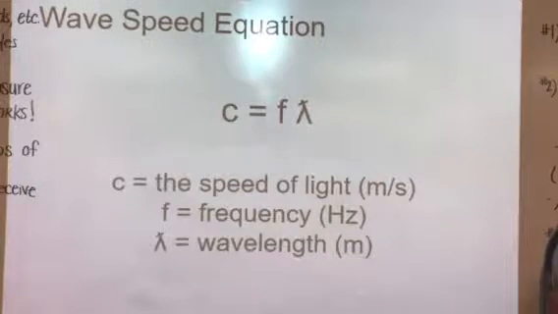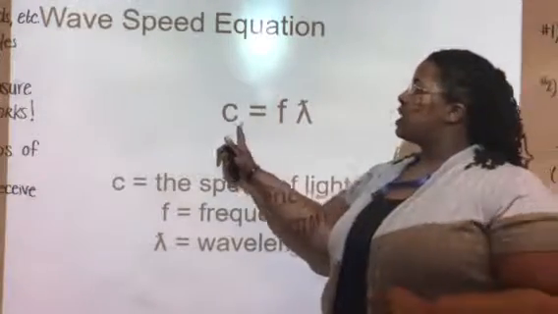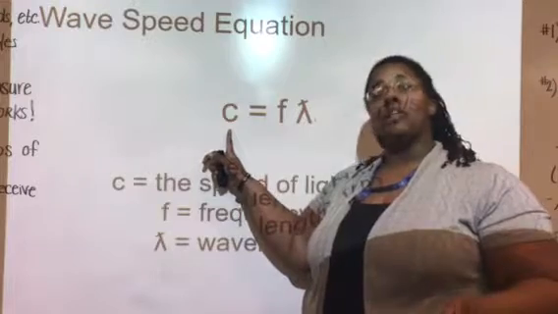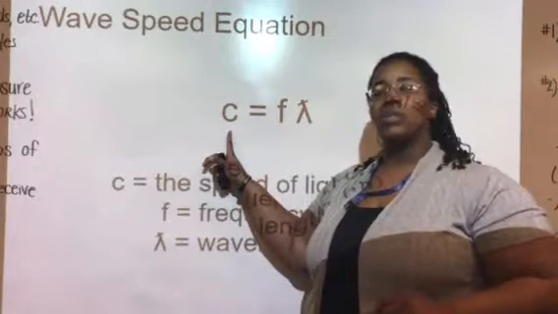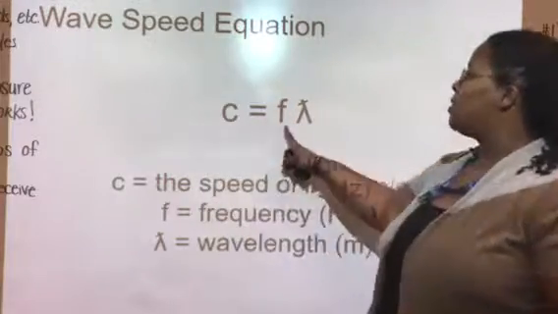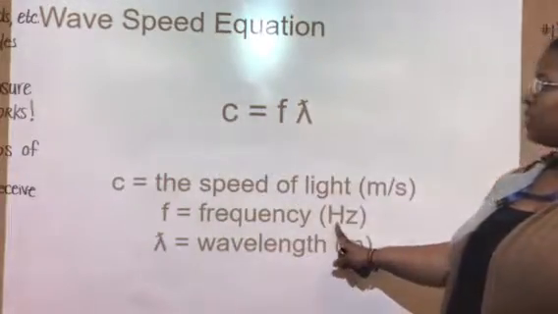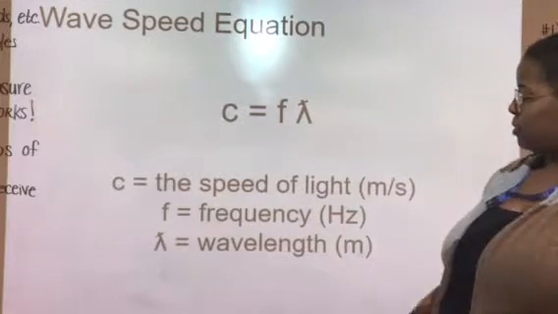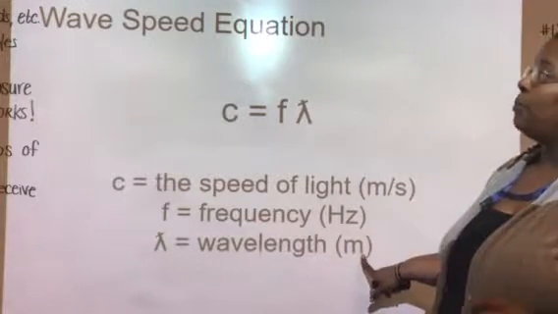Here's your new equation for wave speed. We use the letter c for the speed of light. So lowercase c will always represent 3 times 10 to the 8th meters per second. We have lowercase f, which is your frequency, and then our wavelength symbol, which is also measured in meters.